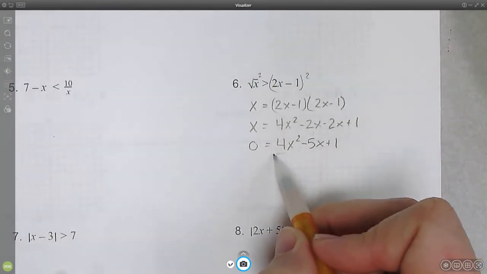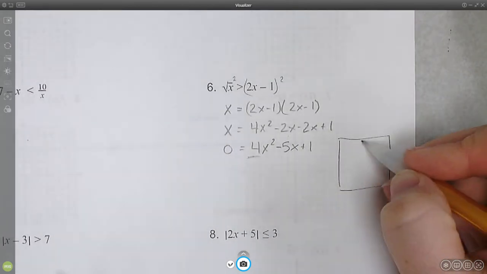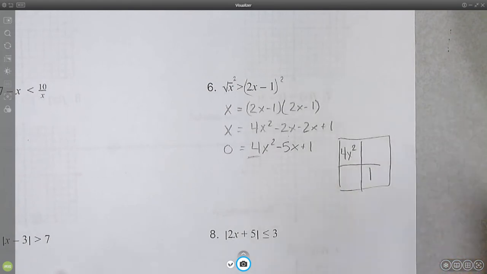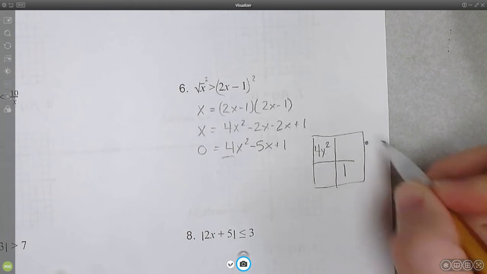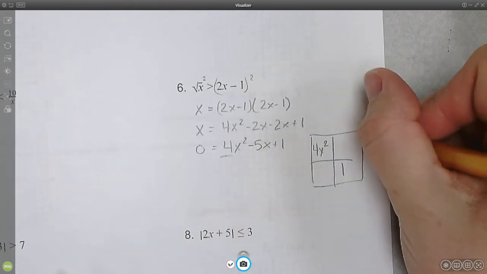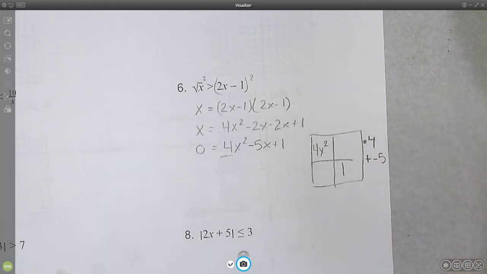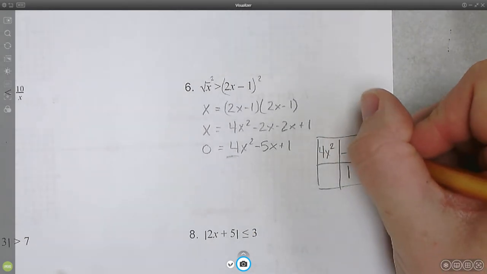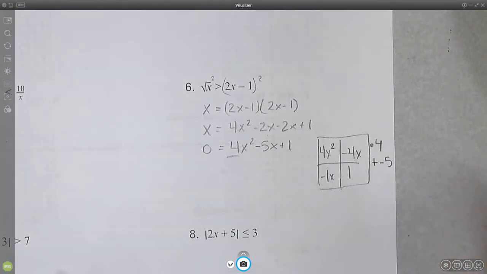All right, since this is not a 1, you need to use the box method to solve. So 4x squared goes here, your 1 goes here. I need to think of two numbers that multiply to 4 times 1, so multiply to 4 and add to the middle number, which is -5. So that would be -4x and -1x. If you multiply those, you get +4. If you add them, you get -5.